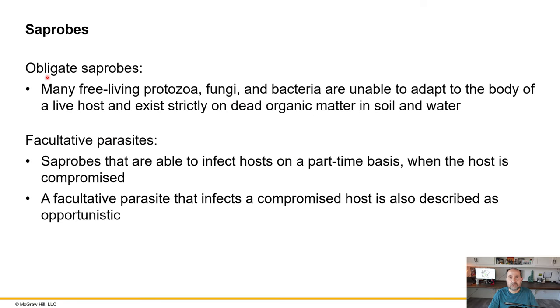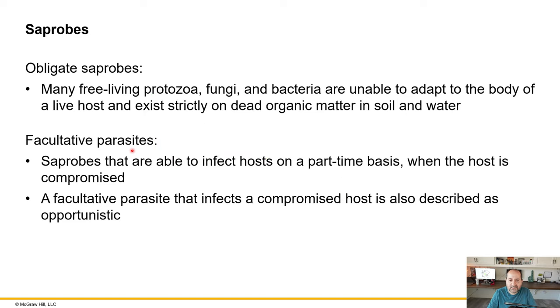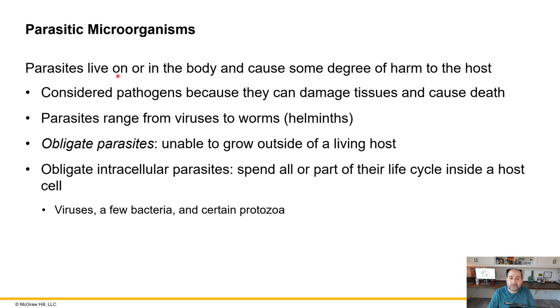Many of these decomposers are obligate saprobes, which means they must feed off of dead organic material. However, some of these organisms can be facultative parasites, which means that they are capable of feeding off a host. Think of a fungal infection. There are human fungal infections. In that case, the fungus is a parasite on you, the host. That's what a parasite does. A parasite becomes dependent on the host for its nutrition. So when I say parasite, think of something that becomes dependent on the host on which it lives for its nutrition. Parasites, again, they live on or in the body.